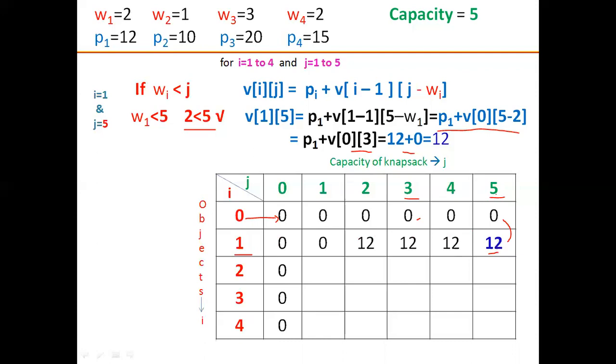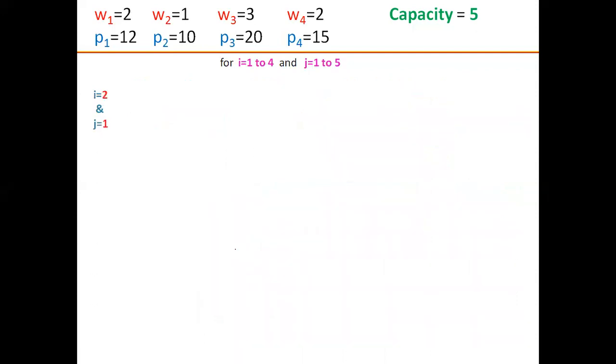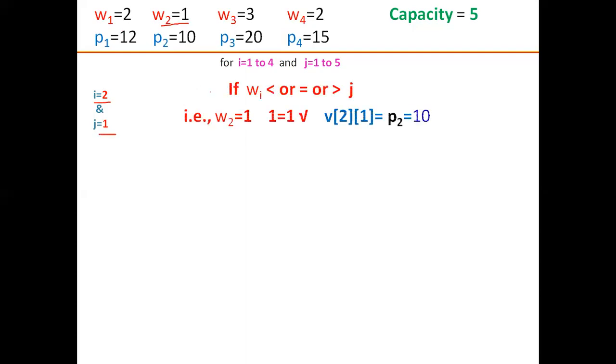So now, by making use of the previous row, that is the 0th row, we have filled the first row. Now, to fill the second row, we need to take the help of the previous row, that is the first row. So we'll see how to do this. Take the second row. For the second object, what is the weight? The weight of the second object is 1. Compare that with capacity 1. So here 1 is equal to 1.